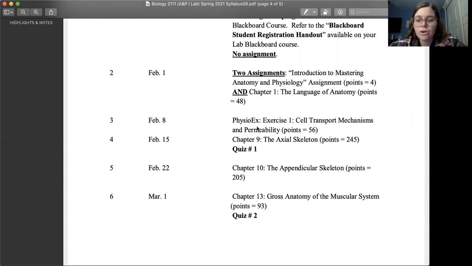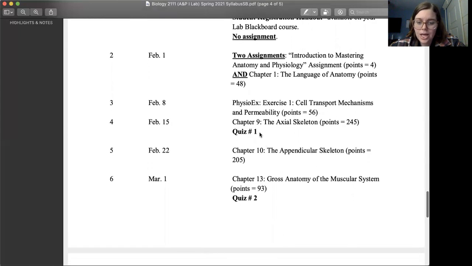So the week before that, we went over cell transport mechanisms and permeability. And we also went over the language of anatomy. Those are the 2 chapters that I'll quiz you on, the language of anatomy and cell transport mechanisms. Okay, it's kind of confusing because you see chapter 9, but this is just telling you that this week we start chapter 9. It'll be for the next quiz.